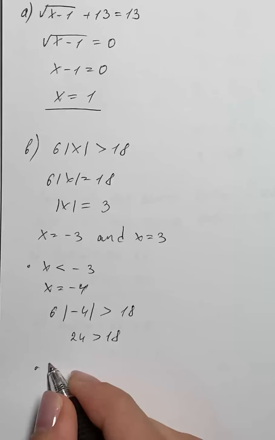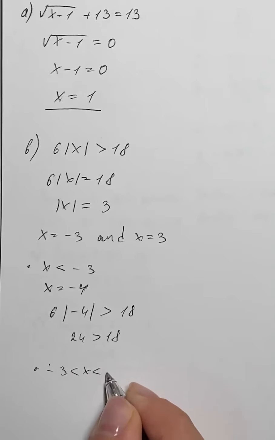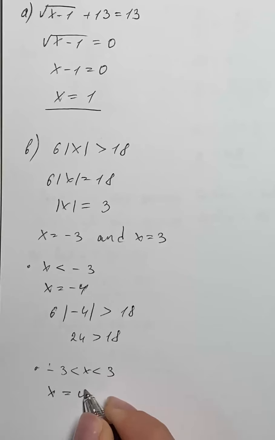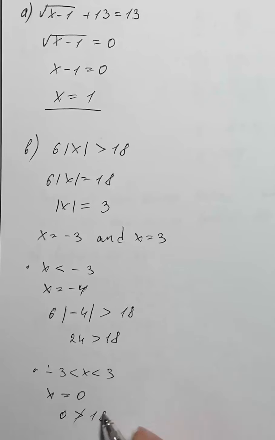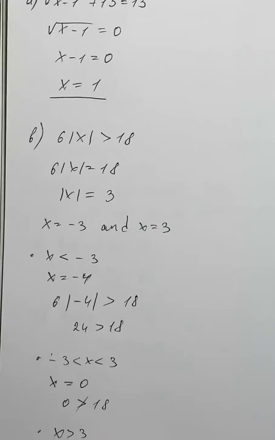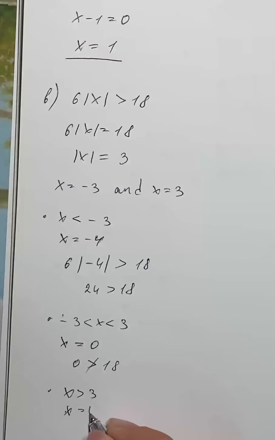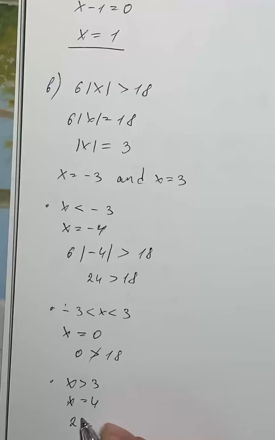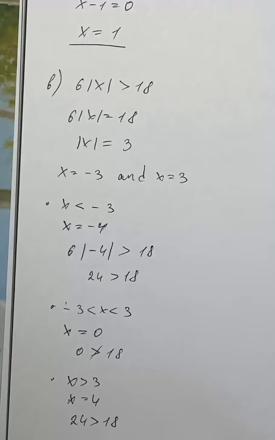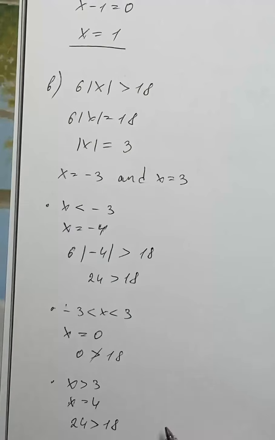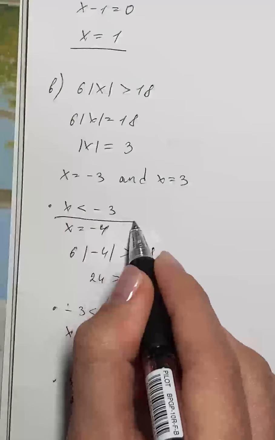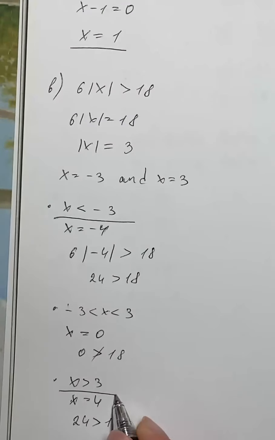The next region is x is greater than -3 and less than 3. So the test point is x equals 0, and we get that 0 is not greater than 18. And the last region is x is greater than 3, and our test point is x equals 4, and we get that 24 is greater than 18. So the solution of the inequality is x is less than -3 and x is greater than 3.